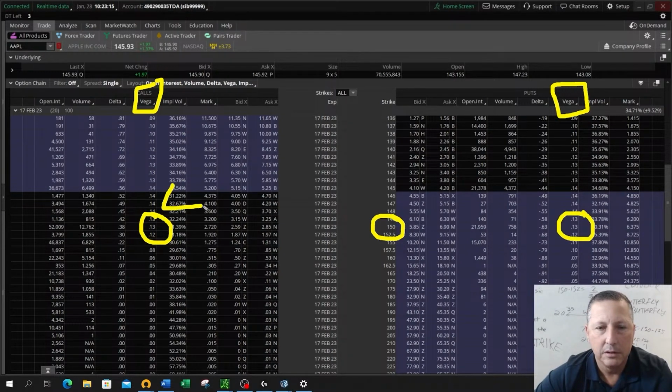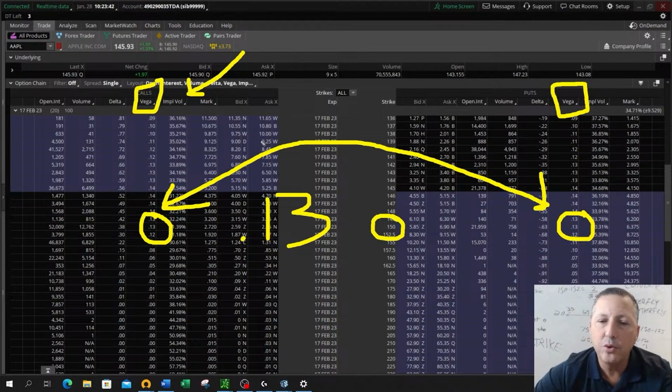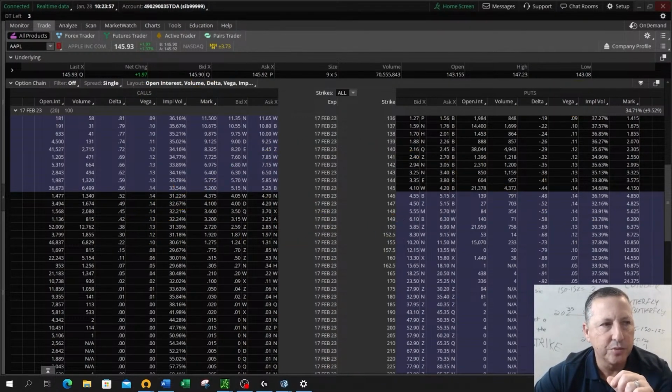What do you notice? Exact same Vega risk. So an option with the same strike, whether it's a call or a put, will have the same Vega risk. And in this case right here, this 13, that means for every 1 percentage point that the implied volatility moves in Apple, the value of that option will change by 13 cents. Again, that represents a 13-cent change in the value of the option as volatility moves 1 percentage point.